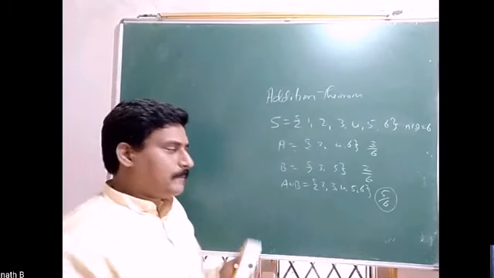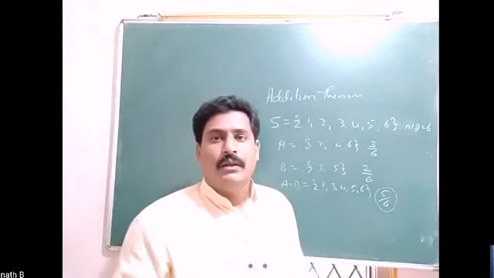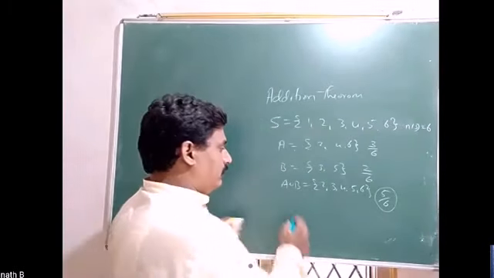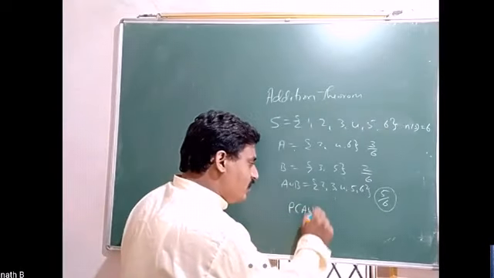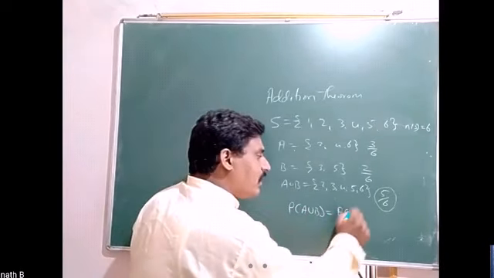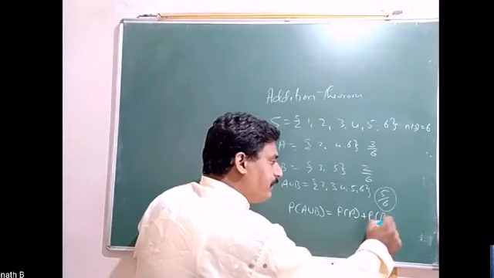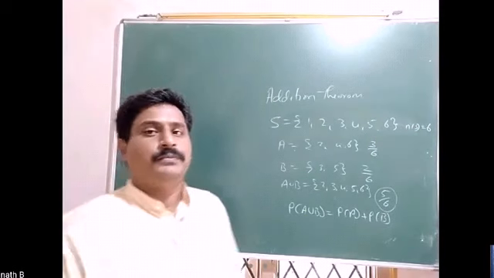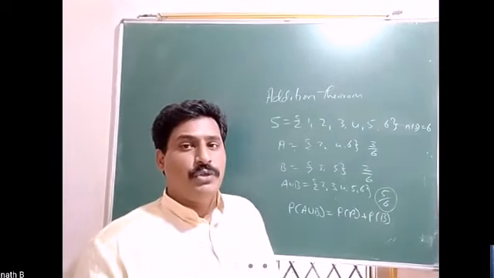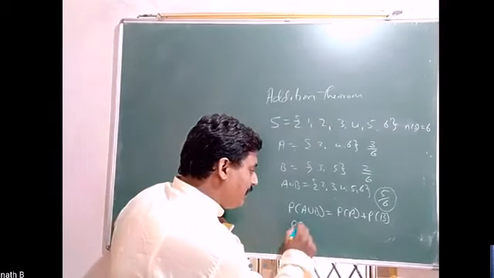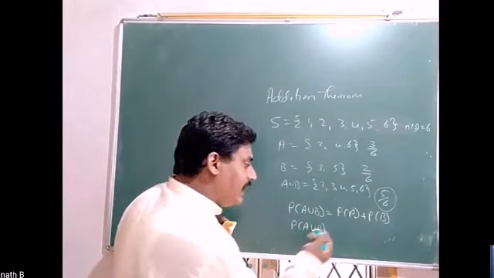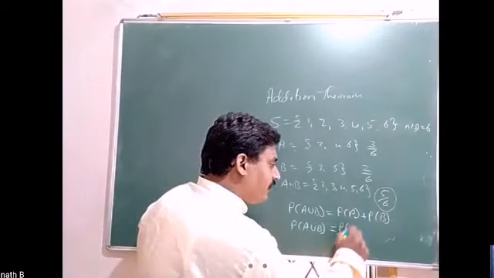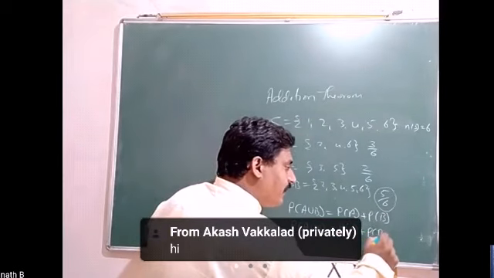So when there are mutually exclusive events, then by the addition theorem, probability of A union B is equal to P of A plus P of B. If they are not mutually exclusive, then probability of A union B is equal to P of A plus P of B.